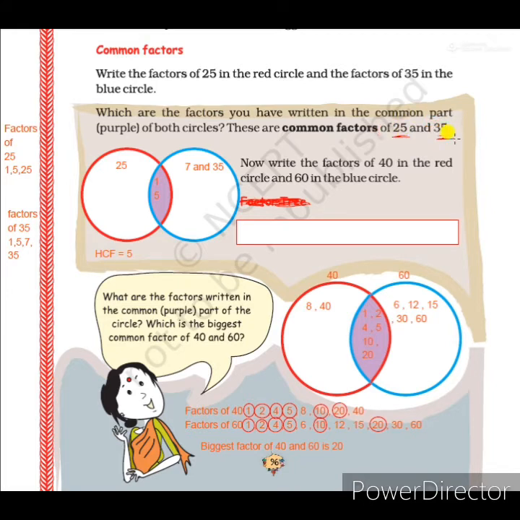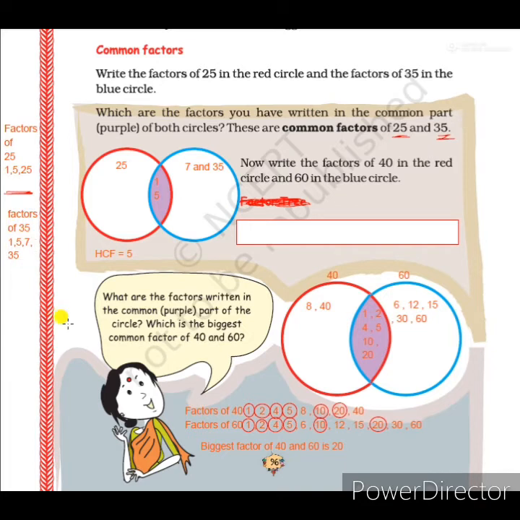Here we have to find the factors, in which numbers' tables this 25 is coming. I have found and written here that 25 comes in the table of 1 and the table of 5. That means 1 into 25 is 25, 5 into 5, 5 fives are 25, and 25 into 1 is 25. So in these three numbers' tables, 25 comes. So the factors of 25 are 1, 5 and 25.